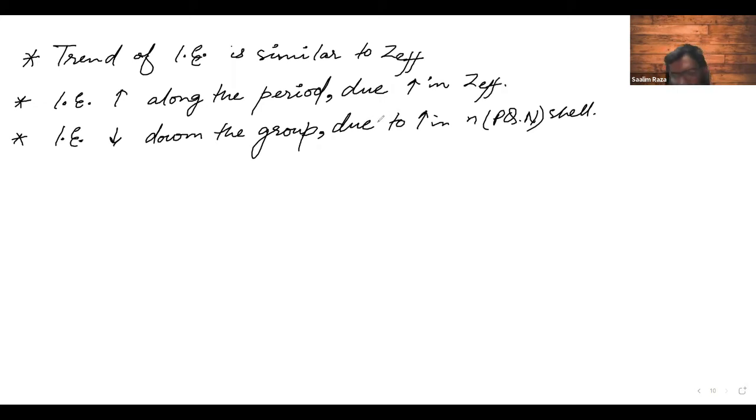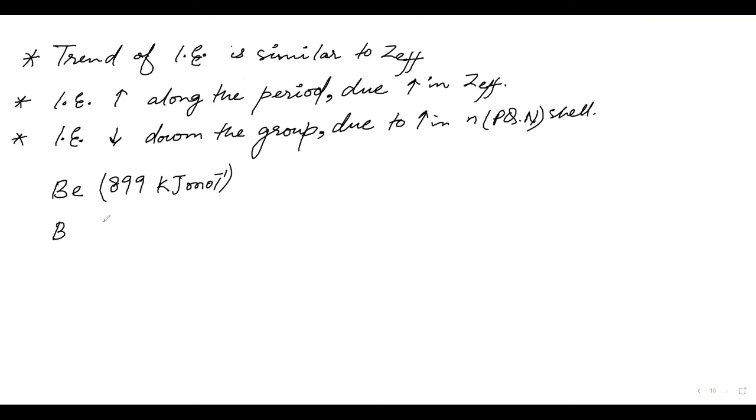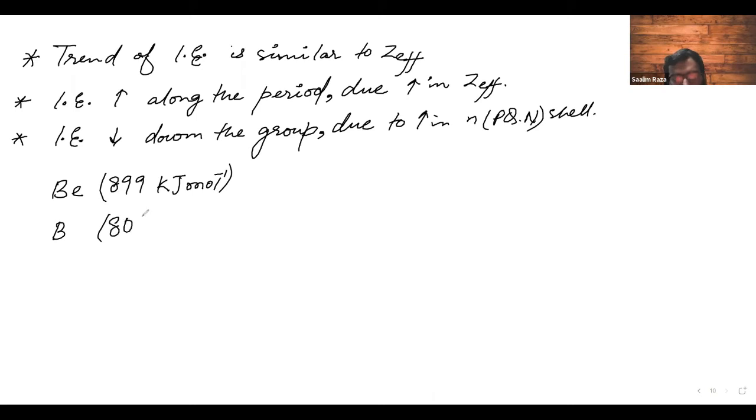Now, what are some of the exceptional cases? The exceptional cases are beryllium and boron. First, you have to learn about beryllium. Beryllium is 899 kilojoule per mole. Now, boron comes after beryllium in the same period, correct? Yes, sir. It should have higher ionization enthalpy, but it has slightly lower. It has around 800, I guess 801 kilojoule per mole.